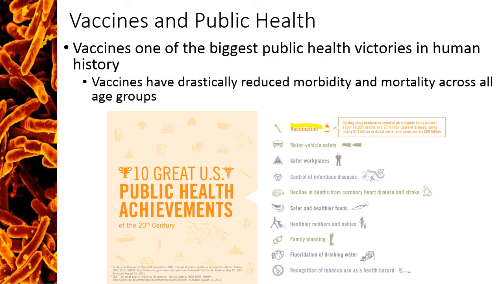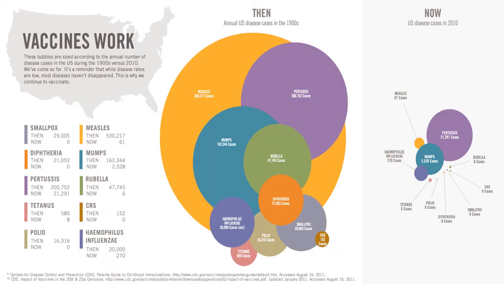Keeping on a vaccination schedule really prevents about 48,000 deaths and about 20 million cases of disease every year, and saves society as a whole about $69 billion. And there's a lot of money spent to treat diseases that, if you can prevent them in the first place, you don't actually need to spend. Vaccines are a great public health measure because they work.